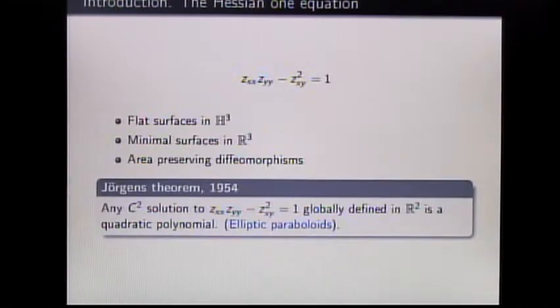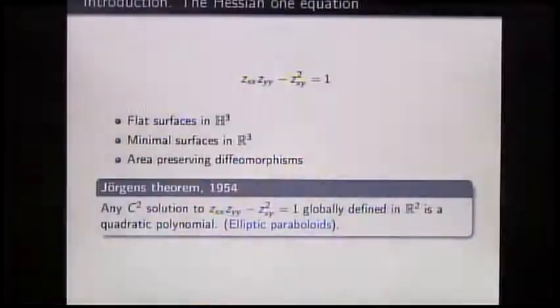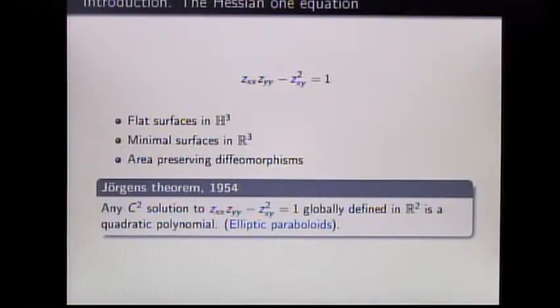Going back to the Hessian one equation, it is related with many topics in geometry. For instance, we can find it when we study flat surfaces in the hyperbolic space. It also appears related with minimal graphs in R3, also associated to area preserving diffeomorphisms in the plane, and many other topics. And this classical result of Jörgens says that the entire functions that satisfy this PDE, the functions defined on the whole plane satisfying this PDE, must be quadratic polynomials. So the graph will be an elliptic paraboloid.